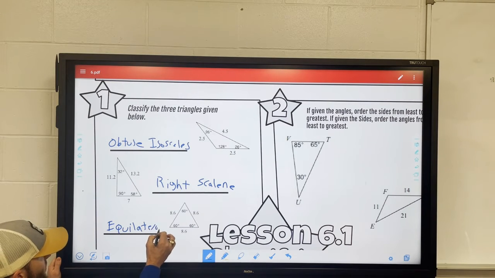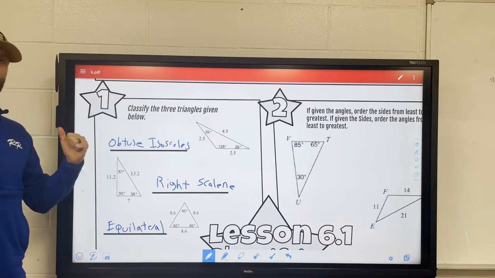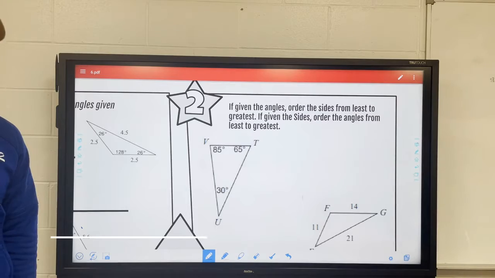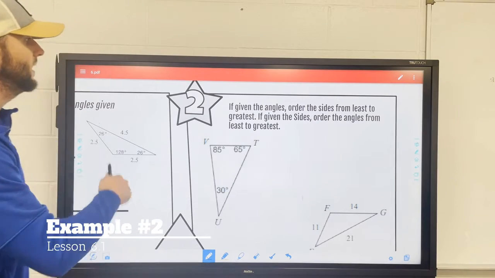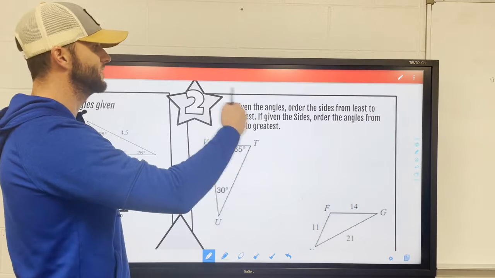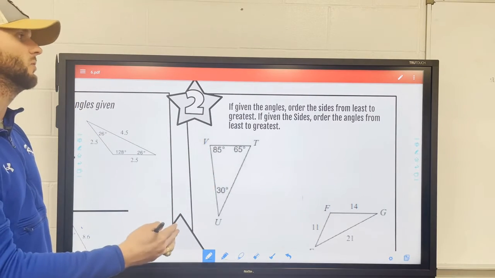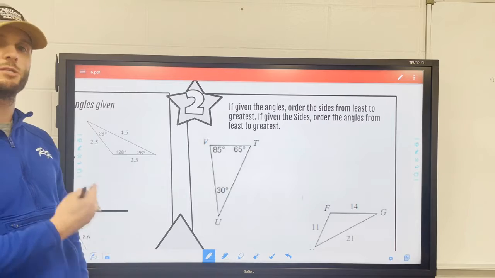Because when you have an equilateral triangle, you know it's equiangular. If you have an equiangular triangle, you know it's equilateral. Okay? So now let's jump over to example number 2. On example number 2, it says, if you are given the angles of the triangle, you need to order the sides from least to greatest. If you are given the sides of the triangle, you need to order the angles from least to greatest.